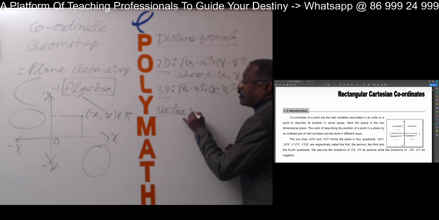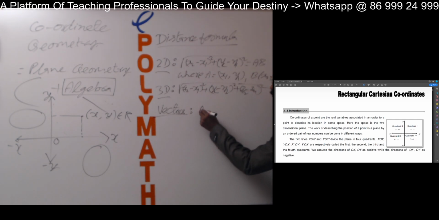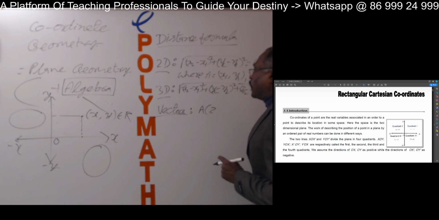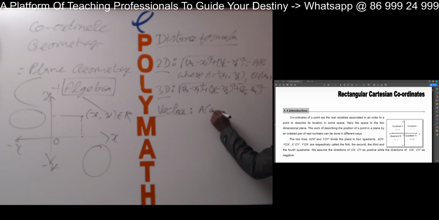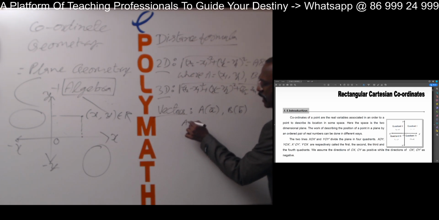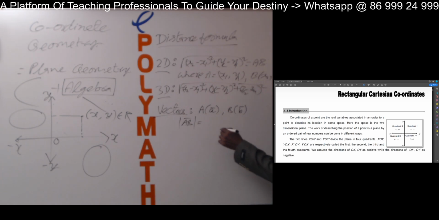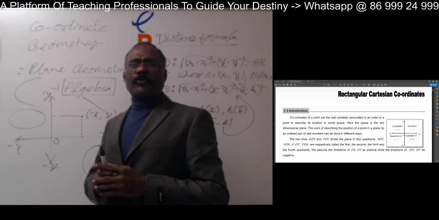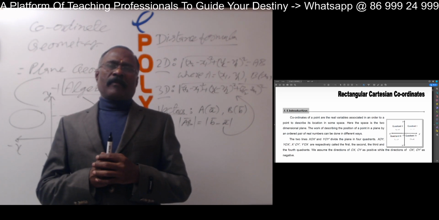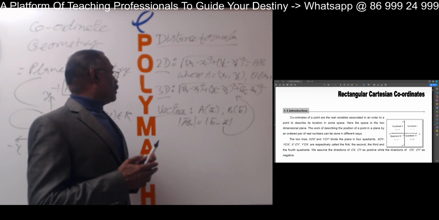In vectors, how it is represented is important. Let us suppose A is denoted by A bar, and B is denoted by B bar. Then the distance between them is denoted by modulus of AB bar, which is nothing but modulus of B bar minus A bar, which again leads to this formula only. So while learning the distance formula in 2D, you have to make sure that it is very much similar in 3D and as well in vectors.